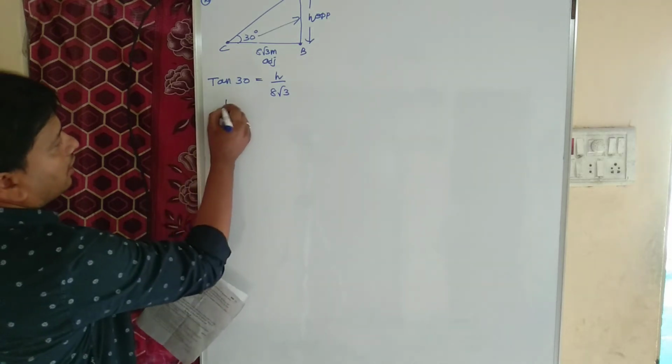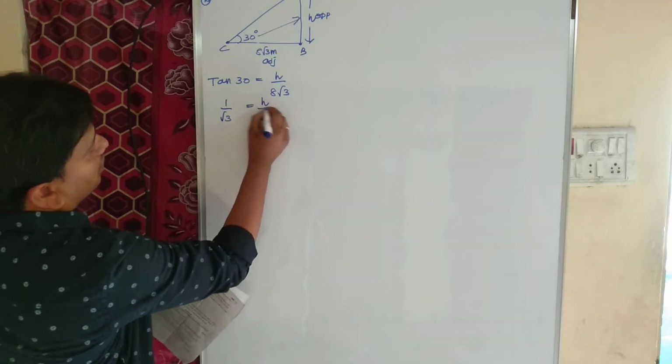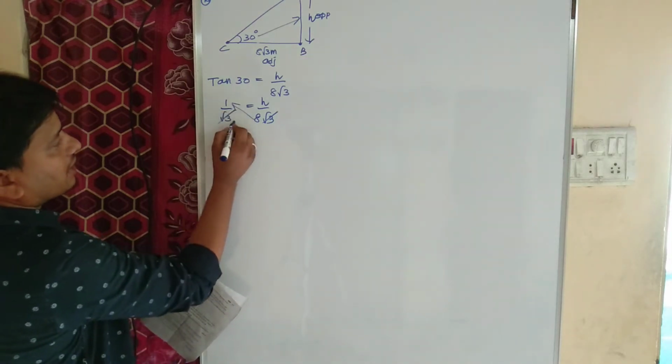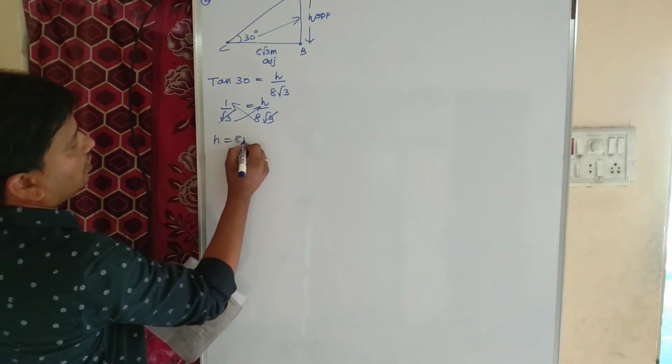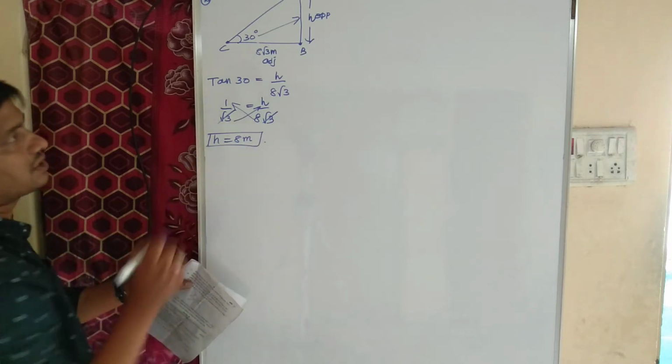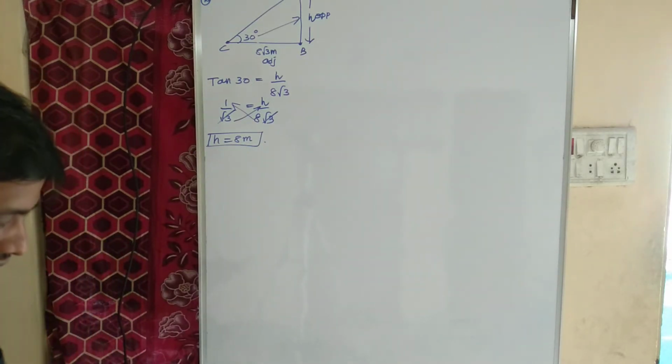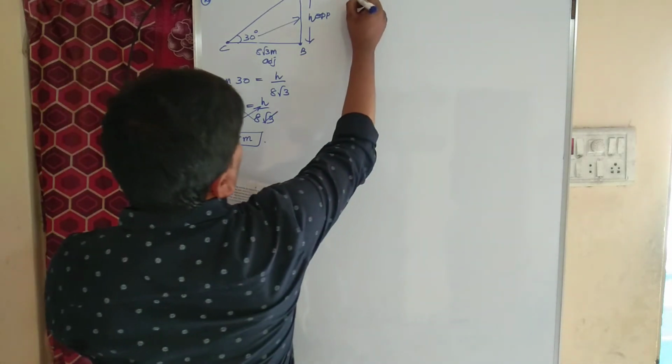We know, children, tan 30 is 1 by √3, equal to h by 8√3. √3 gets cancelled, cross multiplication. So what is the height of the pole? Height of the pole is 8 meters. Which is a very easy question, right? Yes. Now coming to the 19th question.